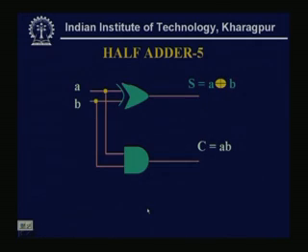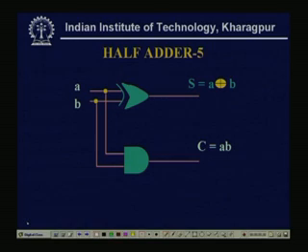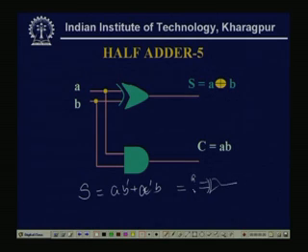Now, this is another realization possible. See, what was my expression for that sum? That is nothing but a b dash plus a dash b, which is a 2 input XOR, that a b, and this is my sum. So, that is realized by a simple XOR gate, and a b, the same input I am taking, then C equal to a b.